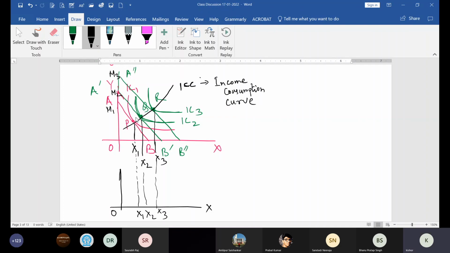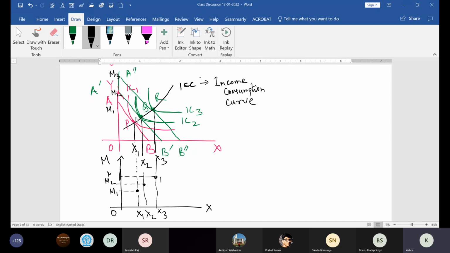That you are purchasing. So on the Y-axis, instead of considering Y, the other commodity, they are considering M, meaning budget. So X1 you are purchasing when your budget is M1. So on the Y-axis they are considering, suppose this is M1. When your budget is M2, you are purchasing X2. So you get some value. So that value is suppose here. So this is M2. And it is M3, suppose.